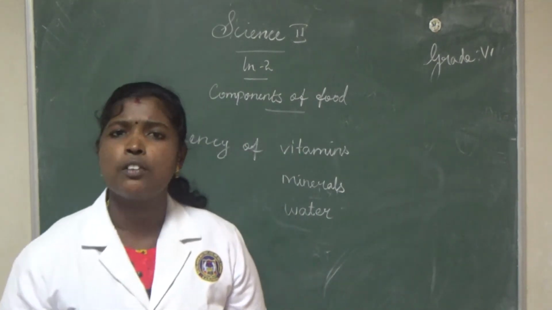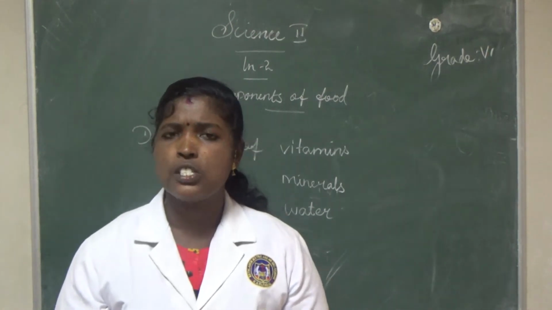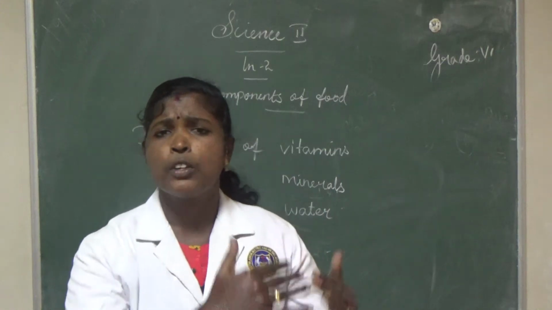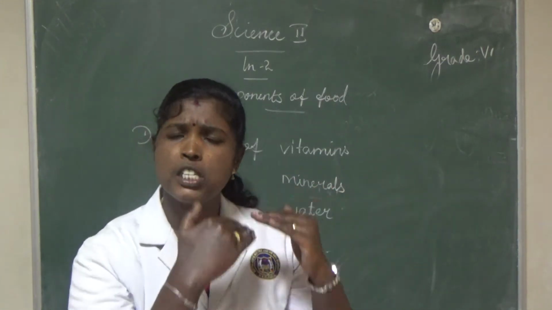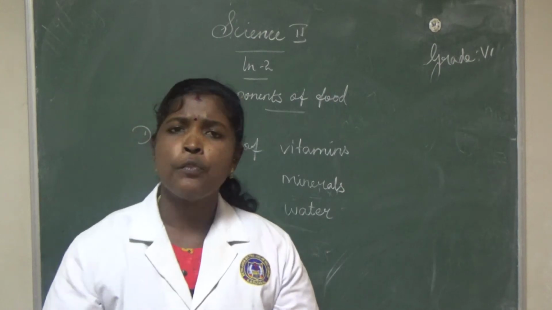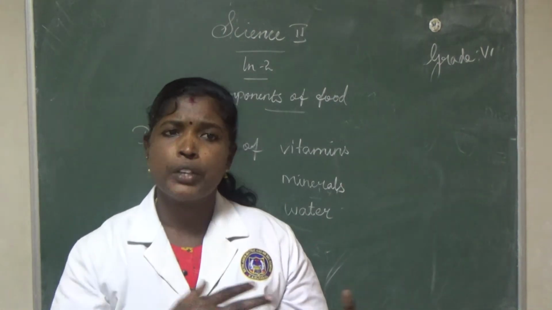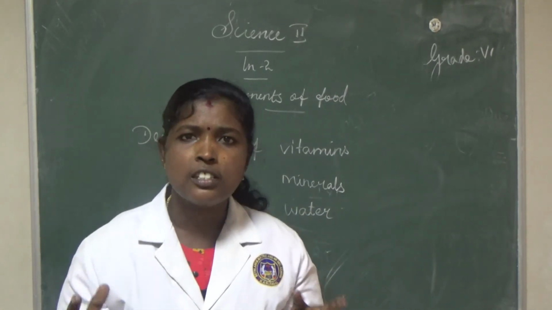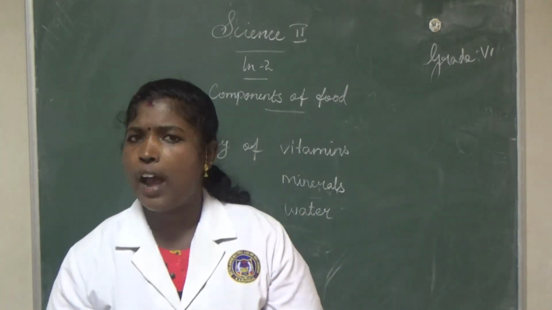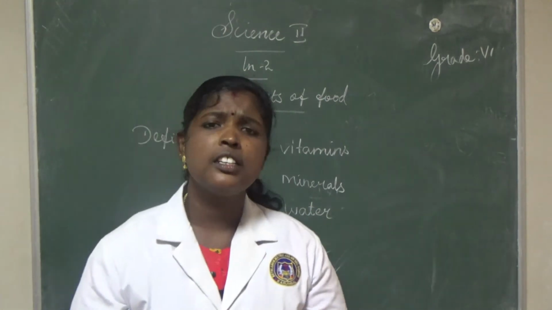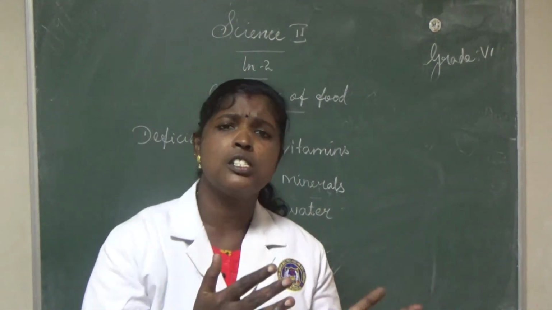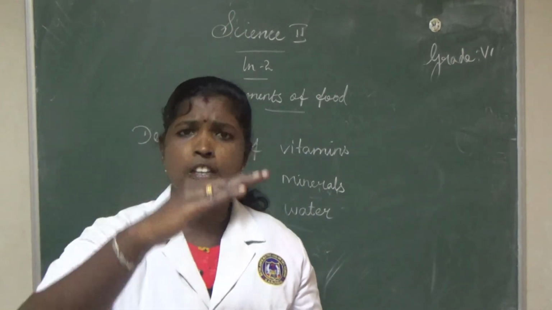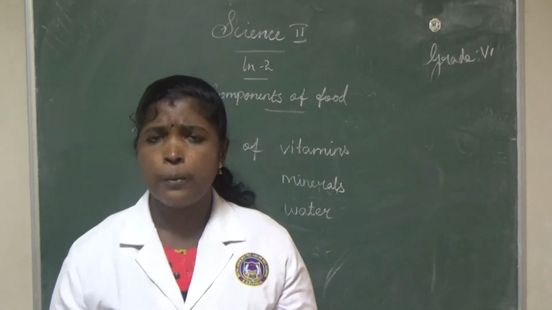Then deficiency of carbohydrates. Carbohydrates provide energy to our body. Lack of carbohydrates in the diet leads to lack of stamina and energy. Hard working people and athletes need large amounts of carbohydrates. Then deficiency of proteins. Small children need more protein for their growth. Lack of protein in the diet leads to stunted growth and muscle weakness.